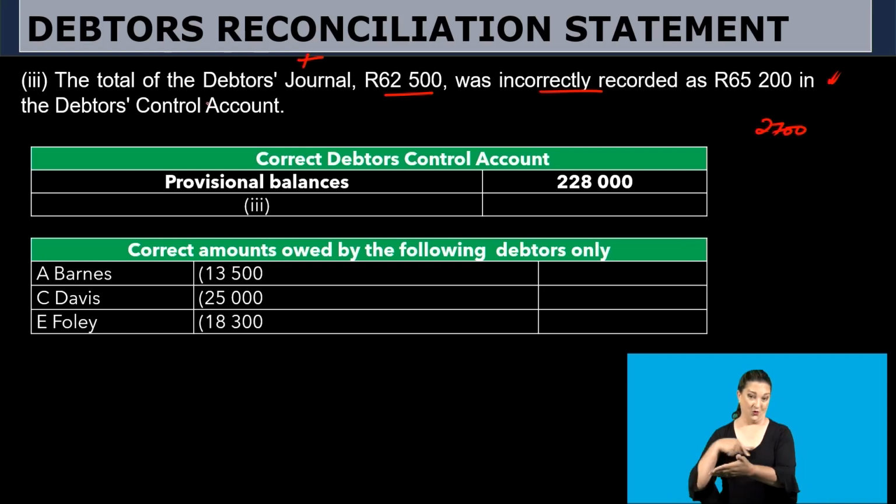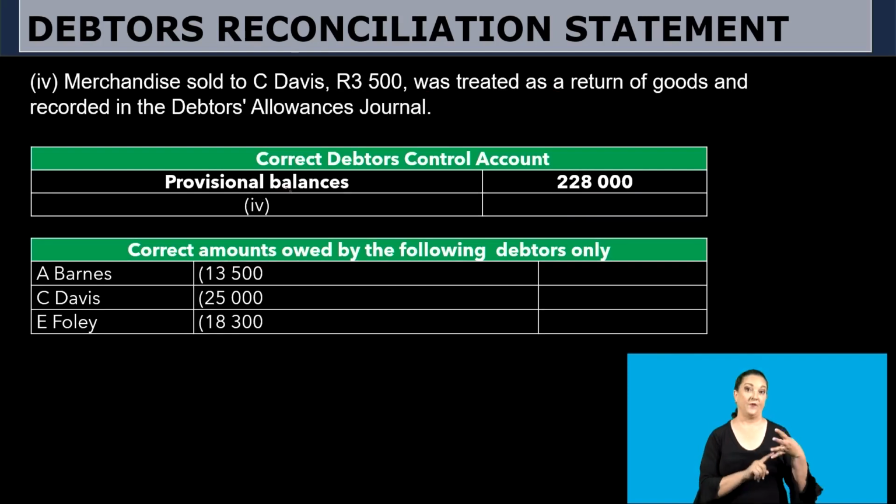Once we overstate in the DJ, that means we added more. So, we come then we say minus 2,700. Does it affect the amounts in the list? No. So I won't have anything to record there. Number 4, merchandise sold. I know it's a plus already.